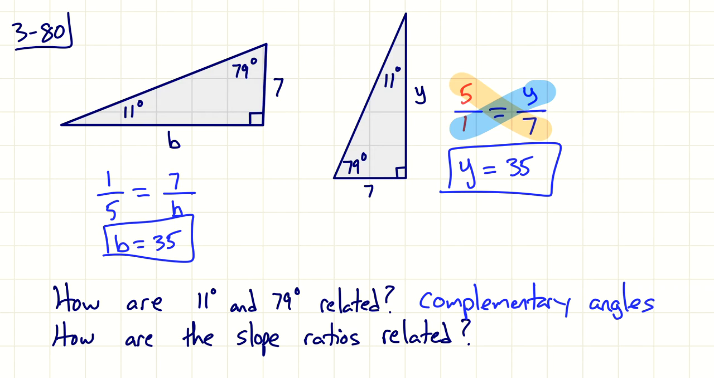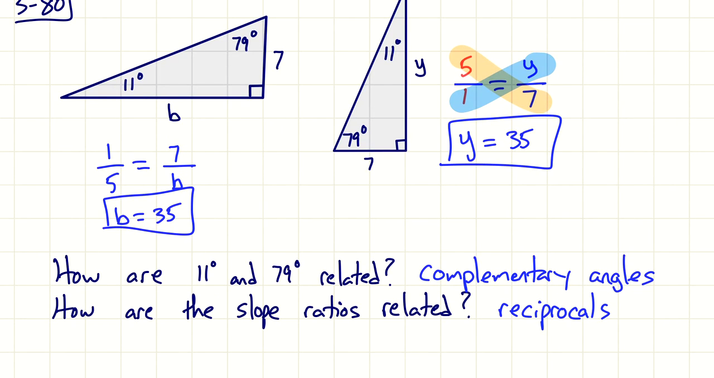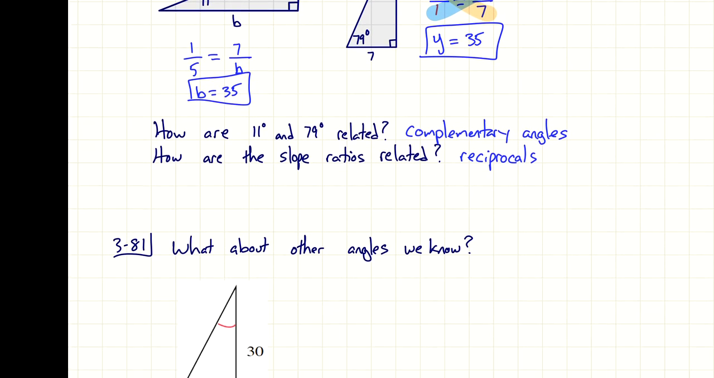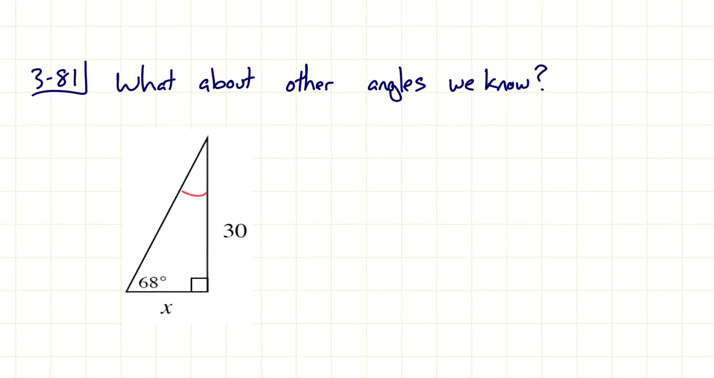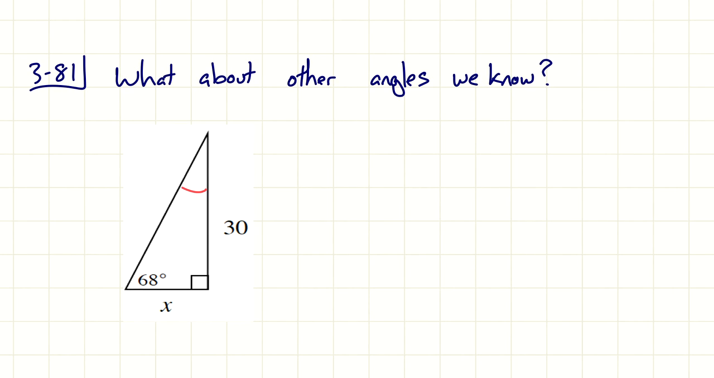How are the slope ratios related? How were the 1/5 and the 5/1 related? What do we call it when we flip a fraction upside down? They are reciprocals. We're going to use that information to ask, what about other angles that we know?